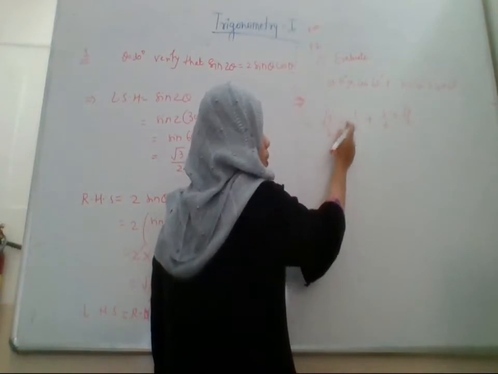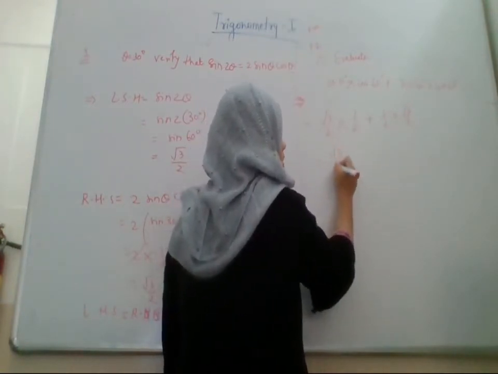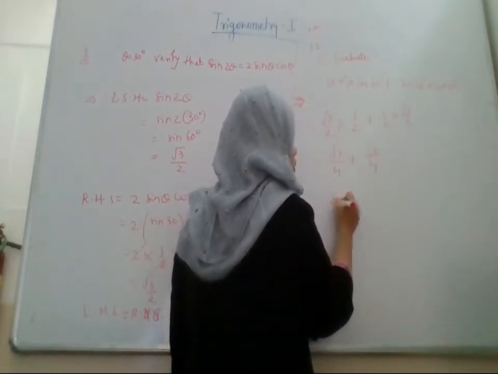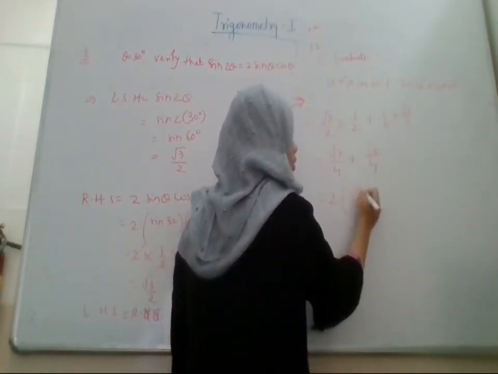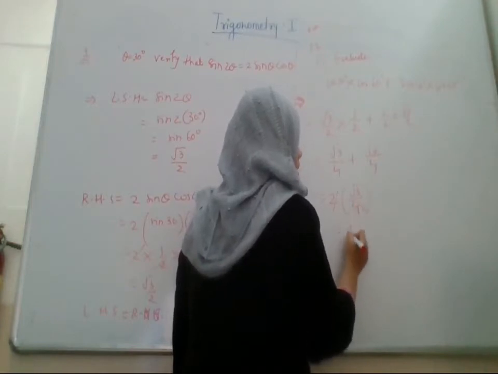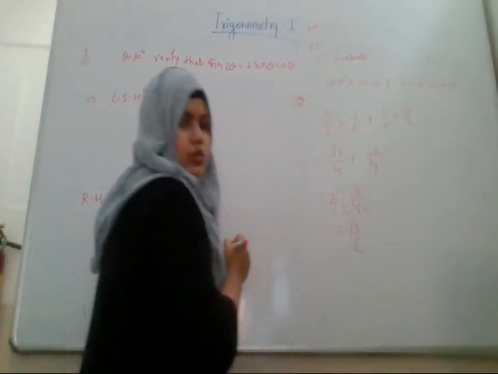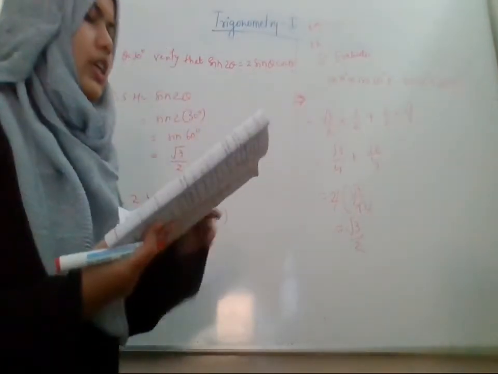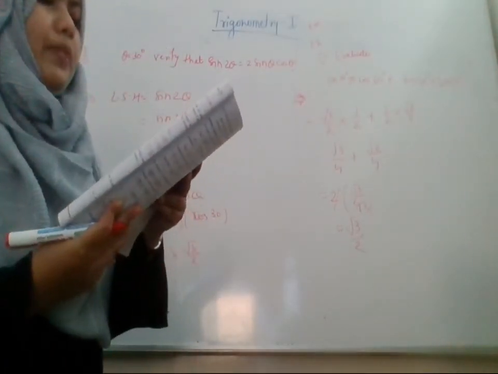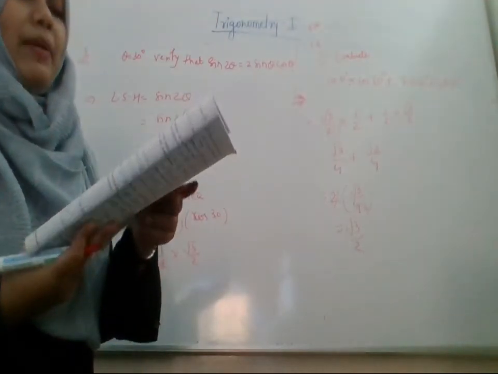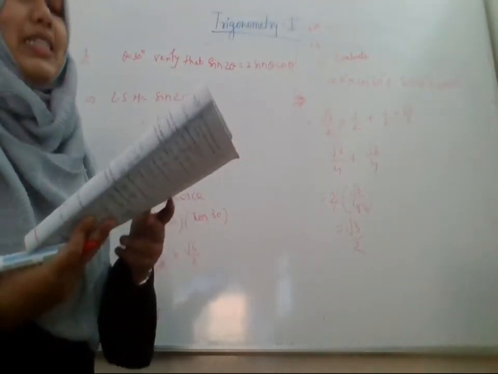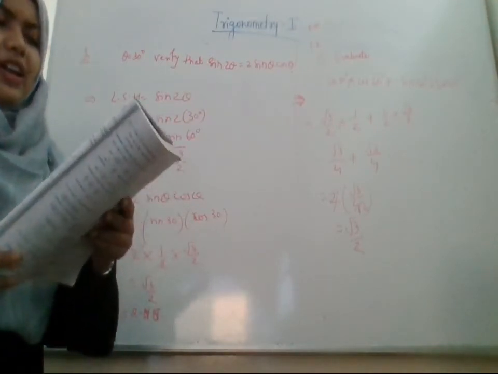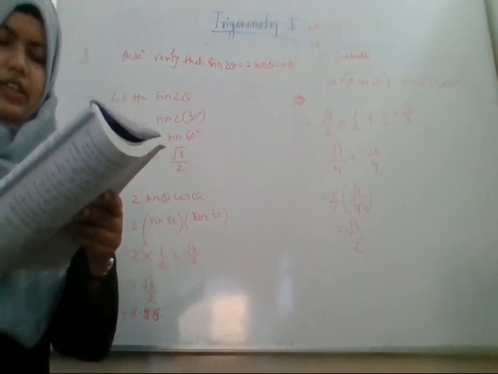So root 3 upon 2 into 1 upon 2 is root 3 upon 4, plus root 3 upon 4, which is equal to 2 times root 3 upon 4. So the answer is root 3 upon 2. Okay. The second and third are very simple. Pi by 6 and pi by 3 are given. Pi by 6 means 30 degree. Pi by 3 means 60 degree. And the square is given, so you just have to take its square.